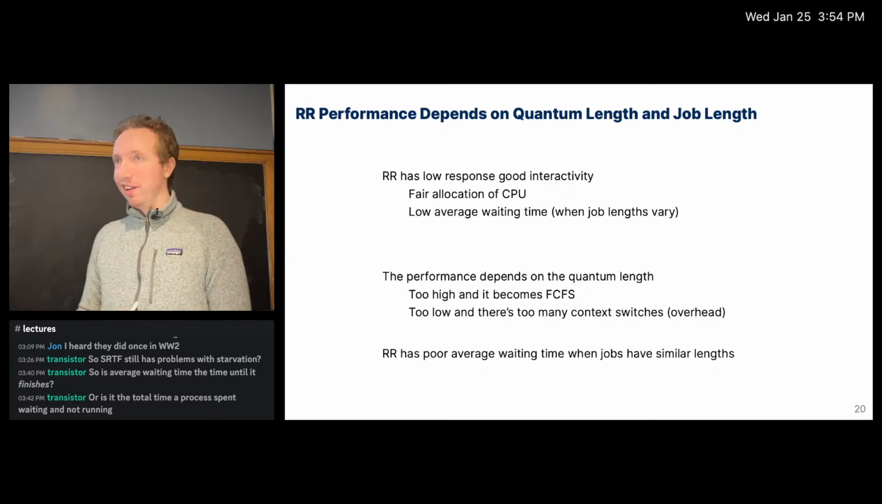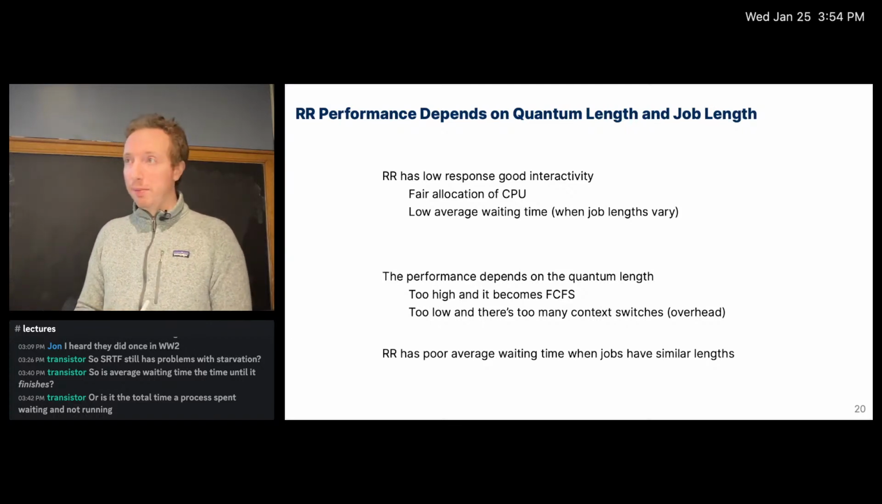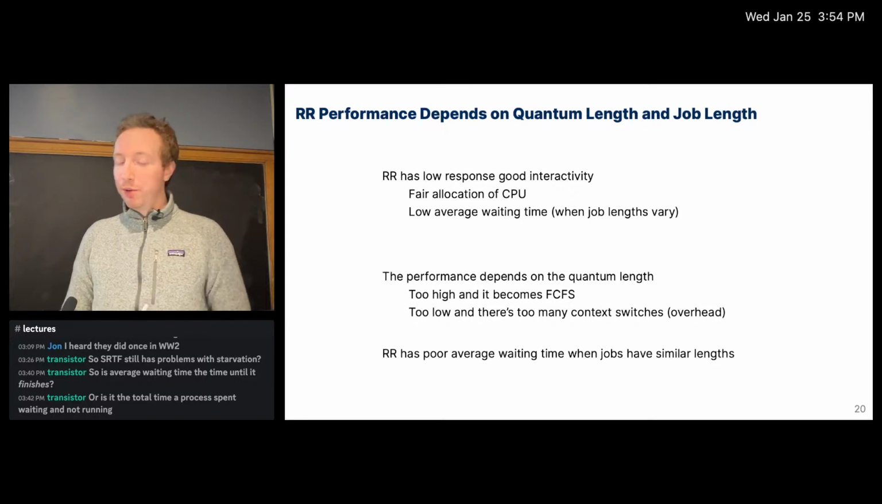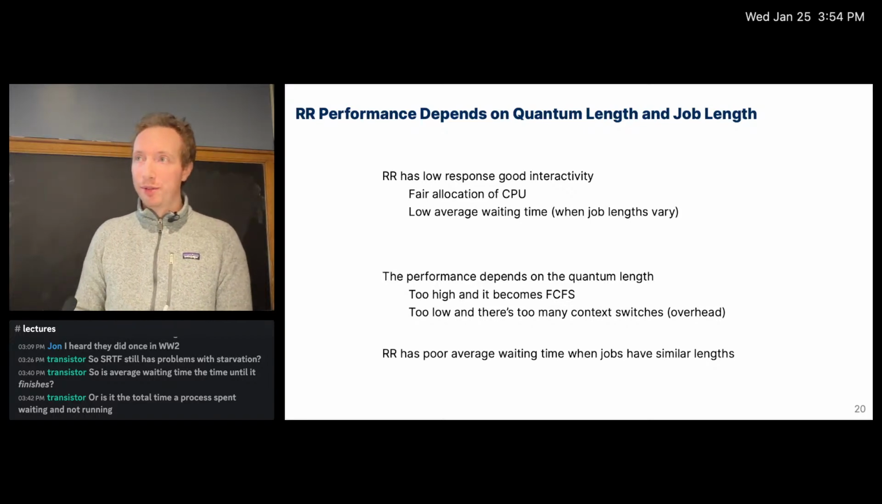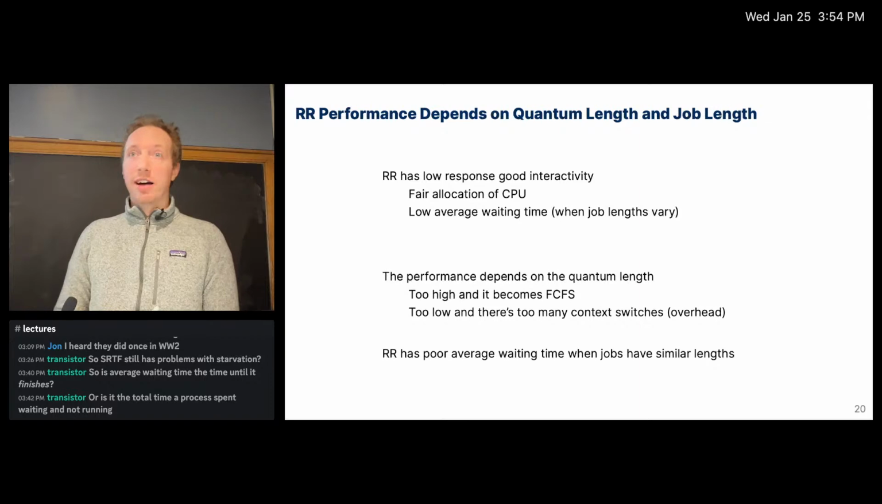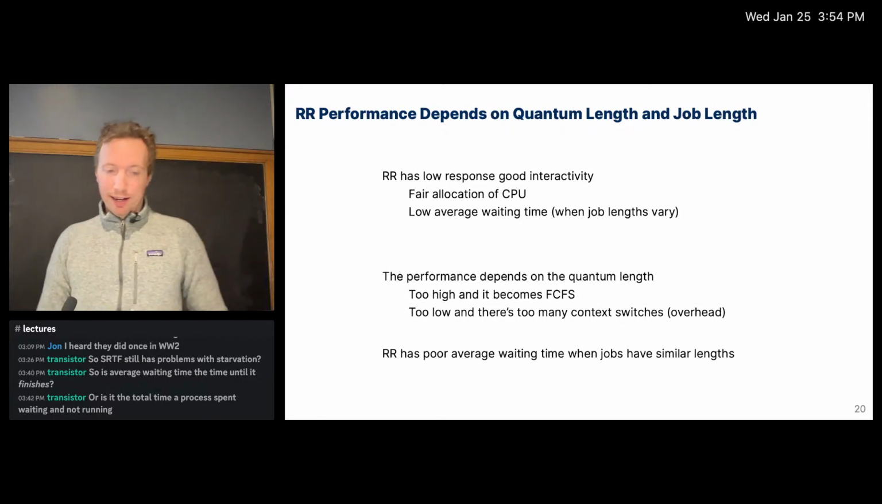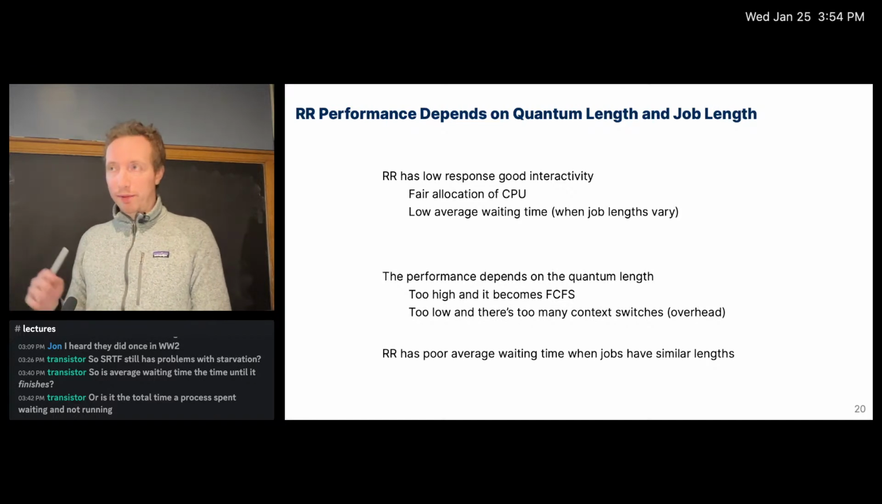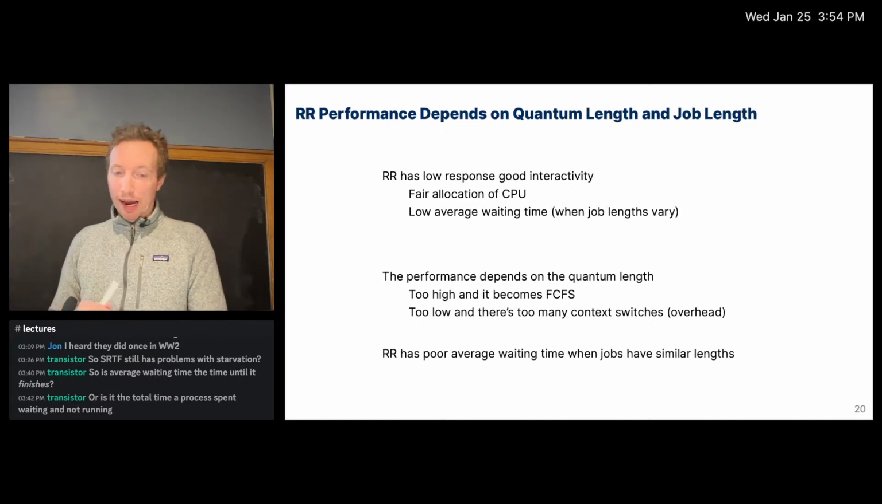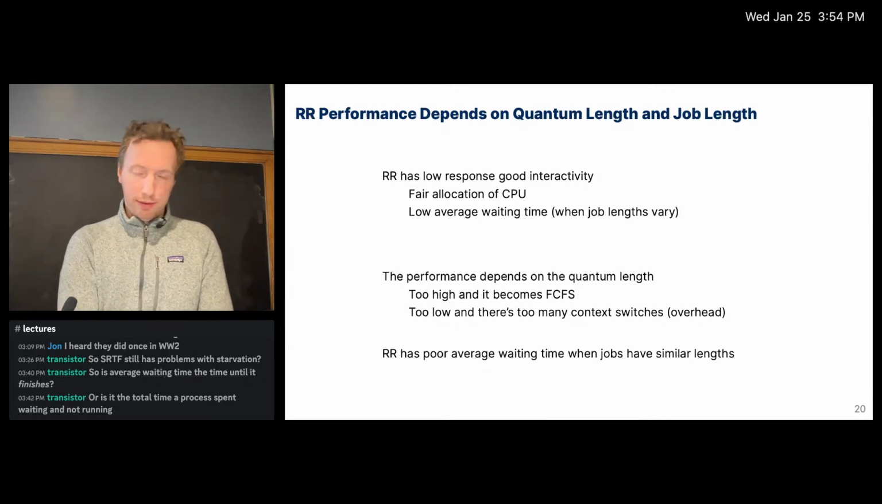So there are extremes. Too high, it becomes first come, first serve. Too low, there are too many context switches, which is just overhead. That's not time your processes are actually executing for. And it also has another property that we didn't show in the examples: the average waiting time actually gets worse when the jobs have similar length. And that's just something you can simulate.